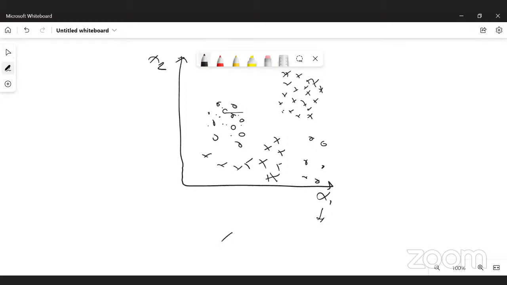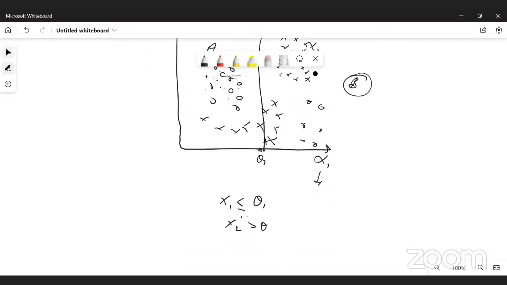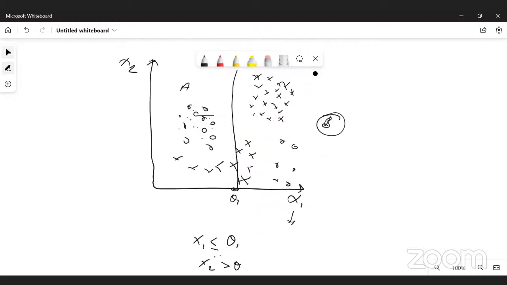I divide my input space by giving some threshold to feature x1. I can say that whenever x1 is less than some value, let's call it theta 1, all that data comes into this space, let's say space A, and when x1 is greater than theta 1, the data goes into the second space, space B. In the same way we can go on. This we can represent by a tree. Let's say this is your entire data set, which we call the root node.